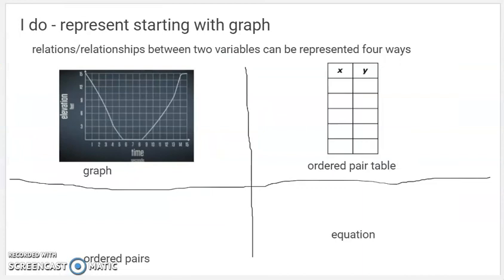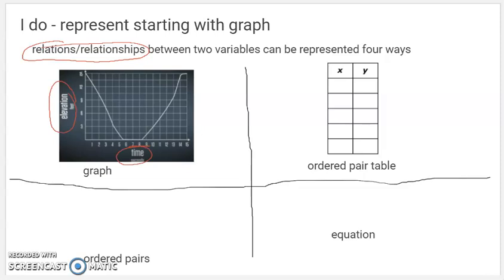So let's talk first about what this word means. We're going to be talking about relations or relationships today. Remember, those are simply a relationship, how two things are related. So it's usually for us been time and distance or elevation or something like that.